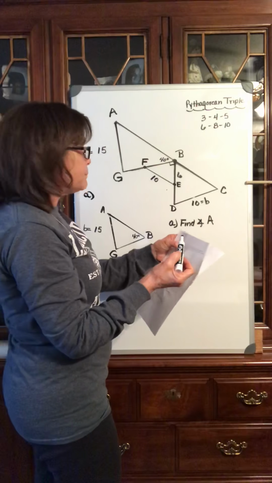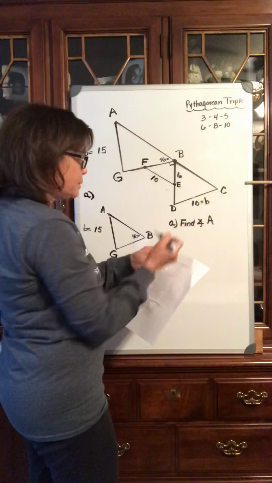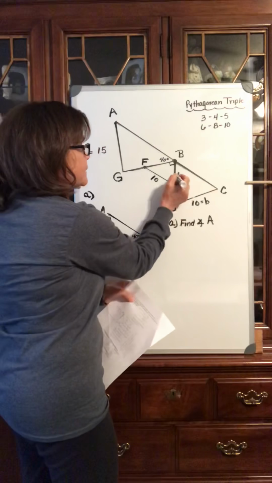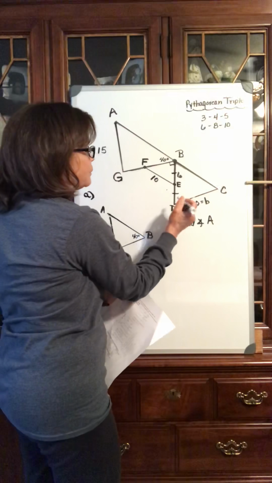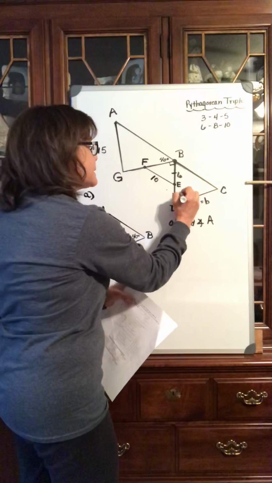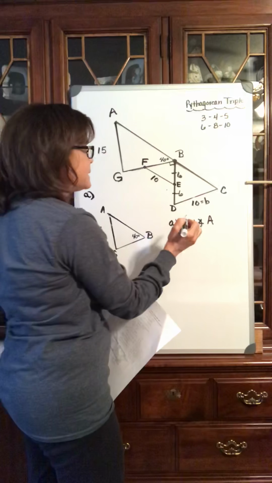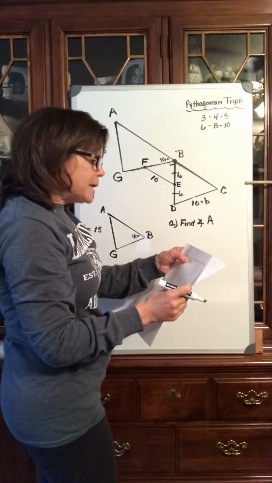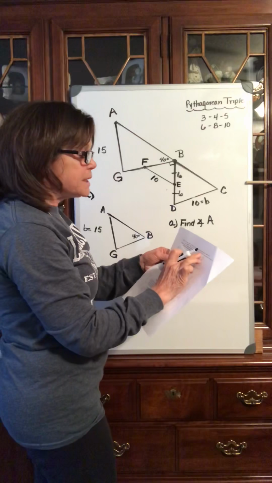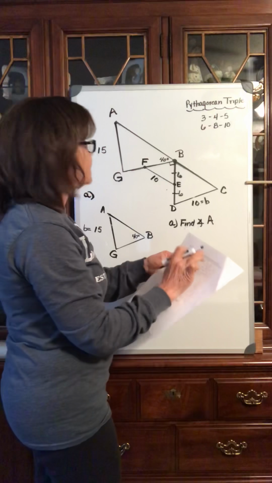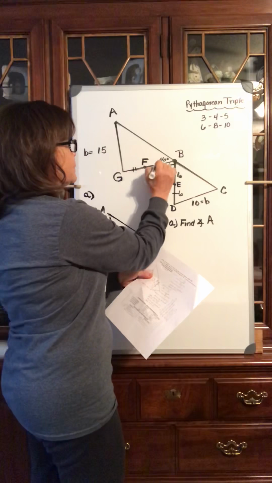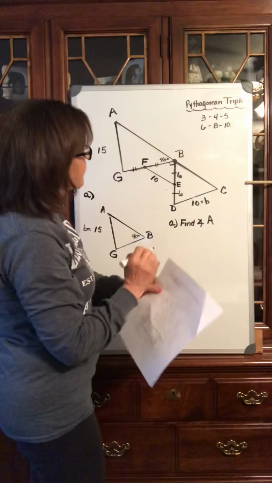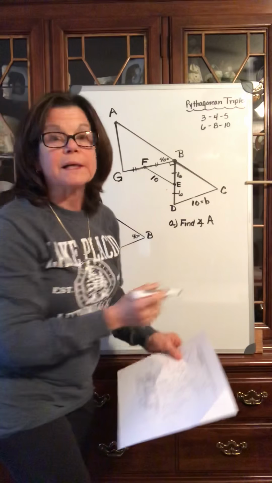We're also told that B to E is congruent to E to D, so this segment and this segment are congruent. So if this piece is 6, this piece is also going to be 6. And it tells you F to G is congruent to F to B. F to G, this is congruent to F to B. Okay, so first thing we have to do is find the measure of angle A.